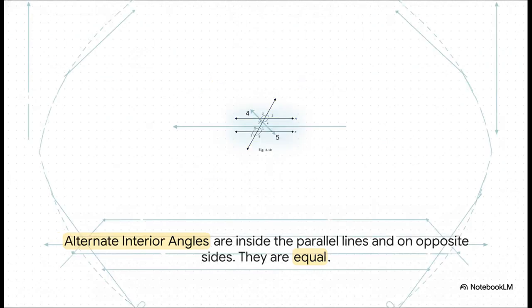Next up, alternate interior angles. Again, the name tells you everything. Interior means they're between the two parallel lines. Alternate means they're on opposite sides of the transversal. So like angle 4 and angle 5. And yep, these are also always equal.